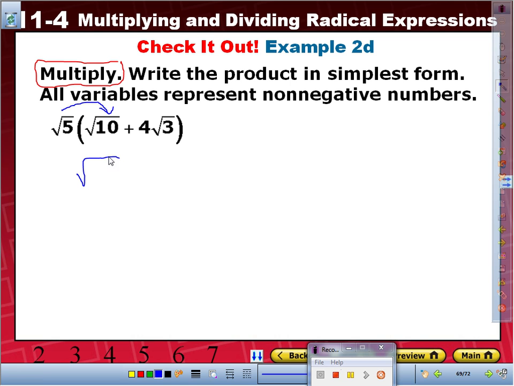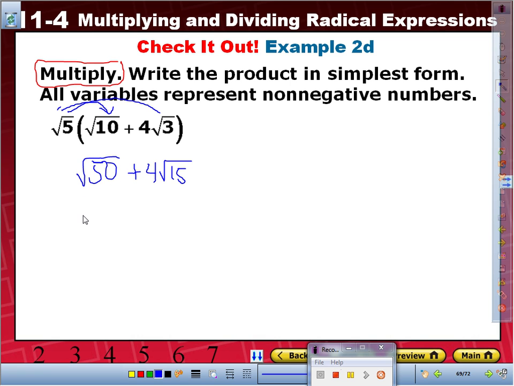This becomes square root of what? 50, because 5 times 10 is 50, plus square root of 5 times the second term. The 4 stays outside. Square root of what? 15, because we only multiply times the one inside the radical. Are we there so far? However, can't we simplify this one a little bit more?